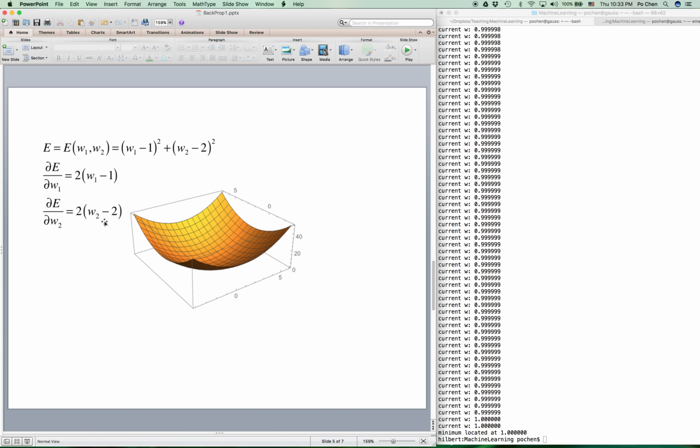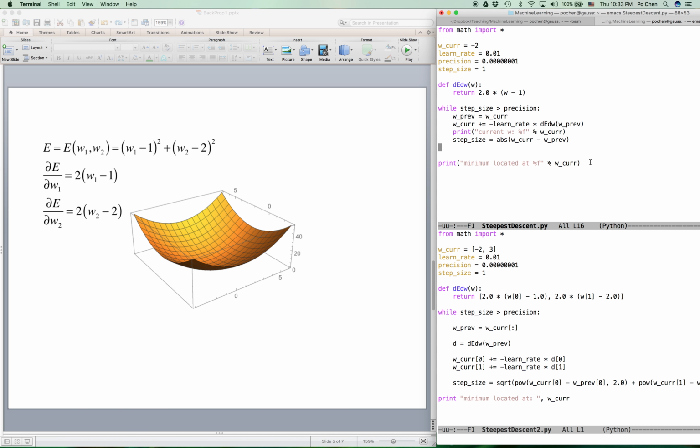So the partial derivatives can be computed without too much difficulty. Now let's look at the Python program that allows us to find the best values for the two weights. The best values for the two weights are what? W1 equals 1 and W2 equals 2. When W1 equals 1 and W2 equals 2, E equals 0. If W1 and W2 deviate from the optimal values, then E is going to be larger than 0. So for this very simple example, we know the true optimal values for W1 and W2.